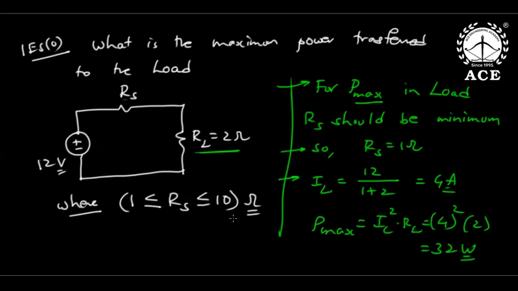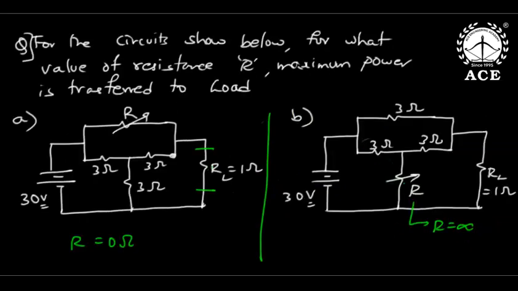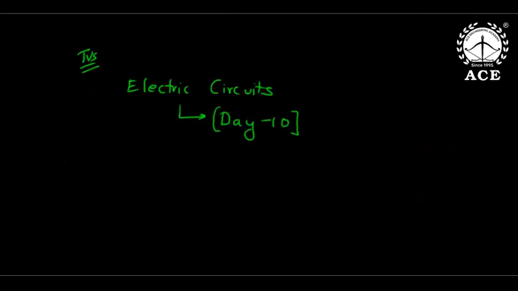Least source resistance will give highest load power, that you have to observe. For the circuit shown, for what value of resistance is P max obtained in the load? Here, in this case, R0 will give highest voltage, highest power. In this case, R infinity will give highest current and highest power. Now we will continue from there.